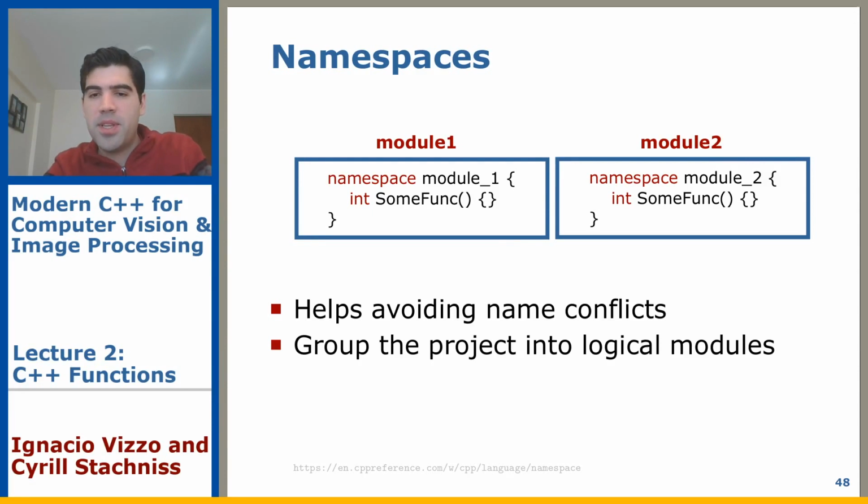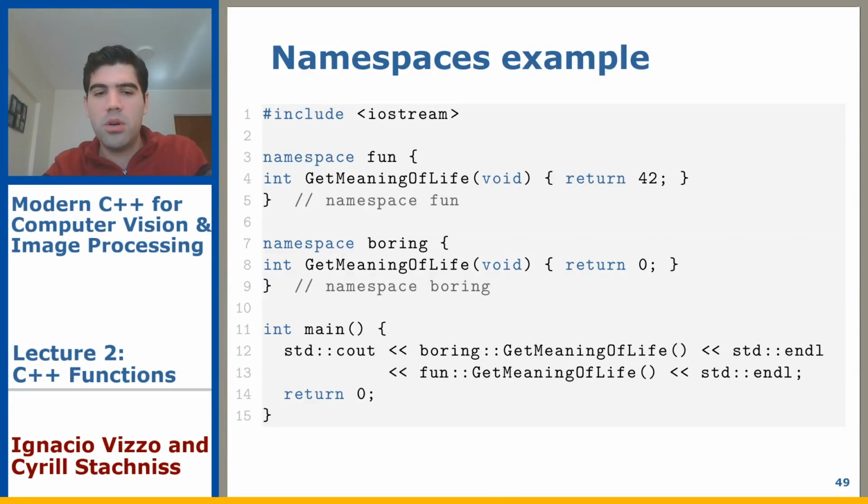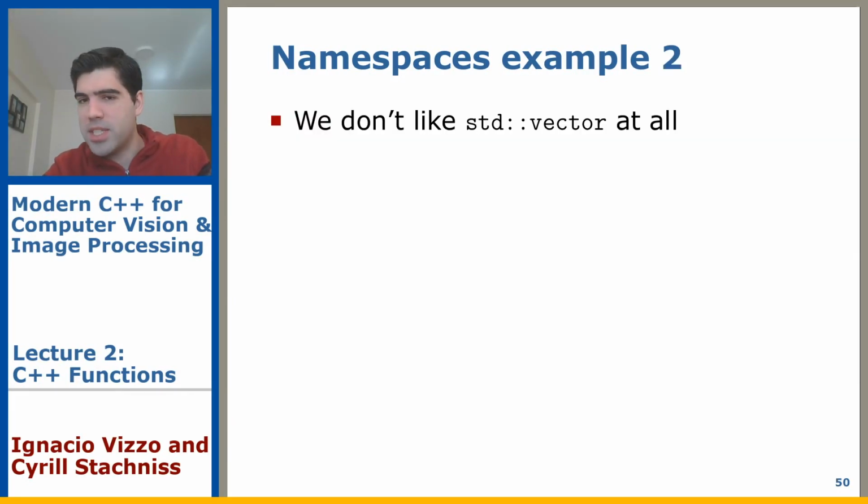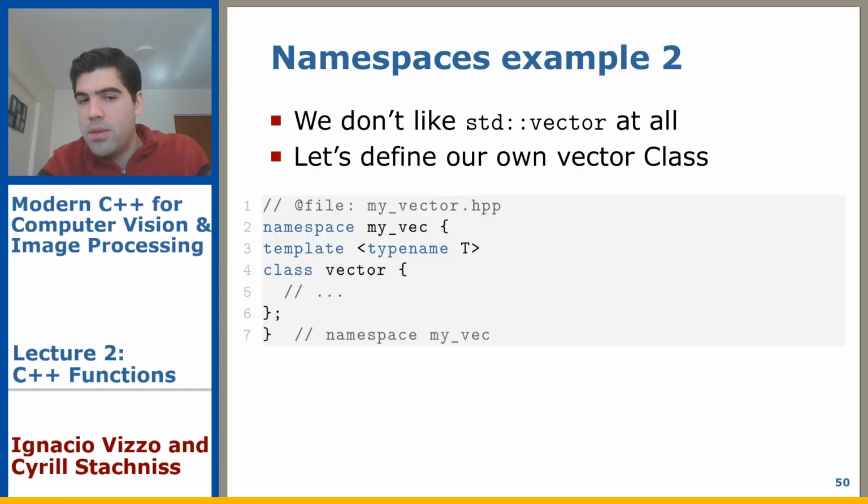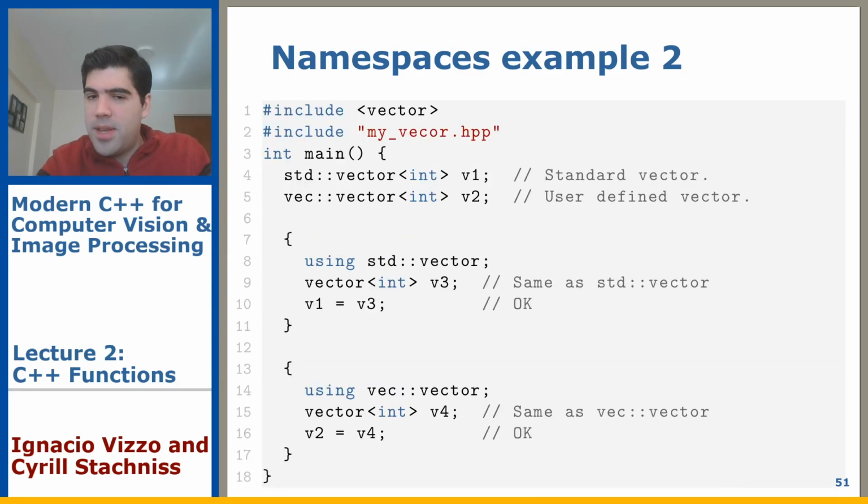So let's pretend that you have the same name for a function, but actually there are different implementations. You can avoid the conflict by putting them in different namespaces. There's an example here. You can try it at your place. And there's another example here. Let's pretend that you're using the vector container from the C++ standard, but you don't like it, right? If you try to run this example, this will compile. And actually the idea is that you put your vector on a different namespace, right?